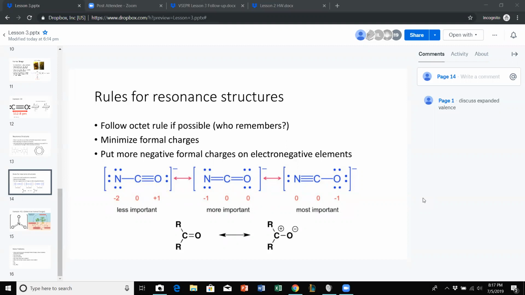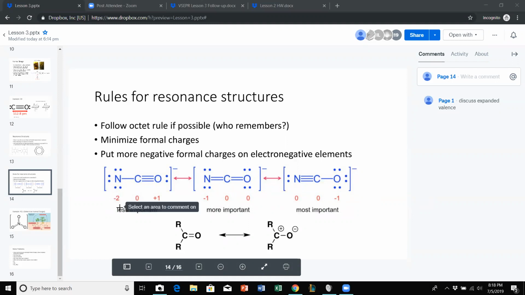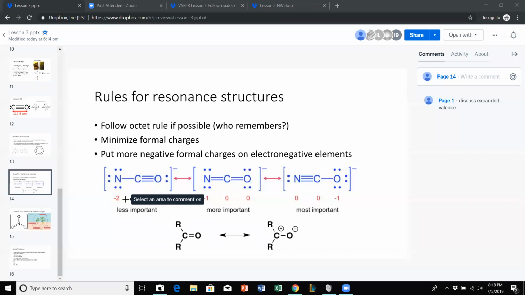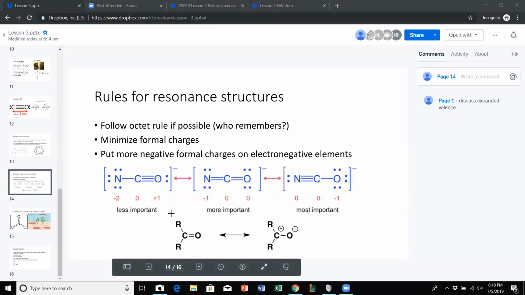Now we need to minimize formal charges. They've very nicely written the formal charges down here. So you can confirm for yourself that these formal charges are correct. This one has this big -2 formal charge. A +2 or a -2 formal charge is usually not super good. So this is not a very important resonance structure. It does not make a big contribution to the overall picture.